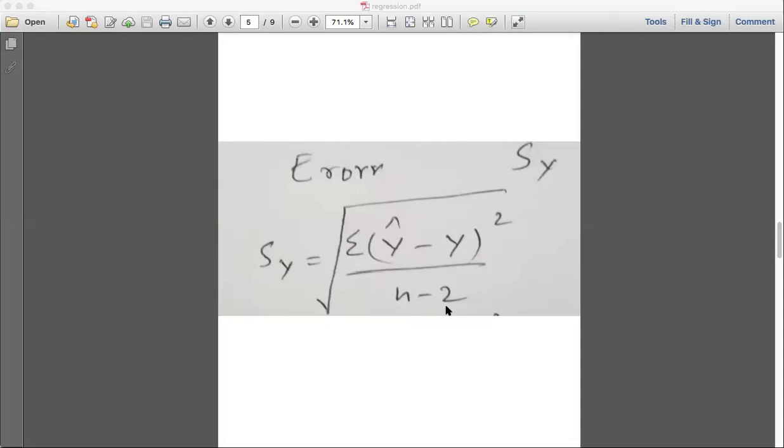And we can say this is standard error. This is the formula to find the standard error in regression line y in terms of x, and the formula is sy equal to square root summation bracket y hat. What is y hat? We have just found y hat from the equation we found, minus y is the given values of y, then square divided by n minus 2. This is the formula to find standard error.